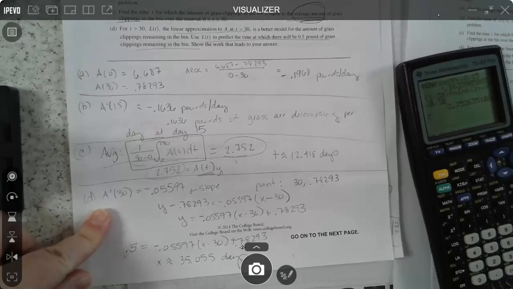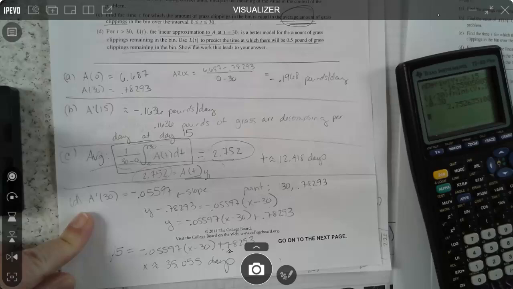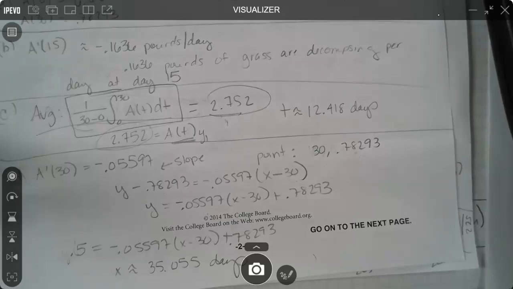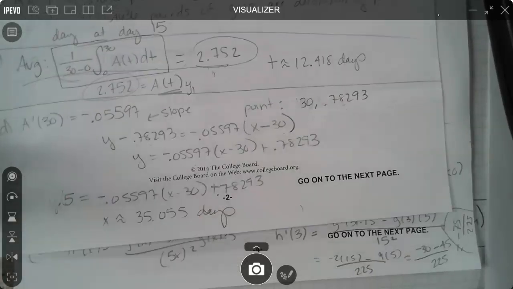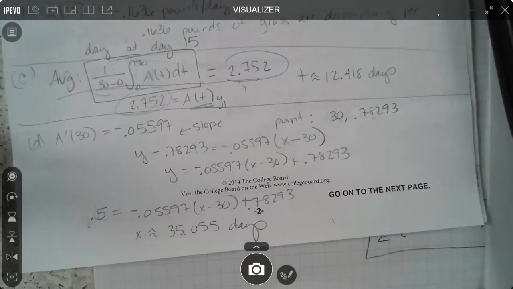This one was actually worth 4 points. This was the biggie here. And this was just no more than a tan line. So the derivative here at 30, that's your slope, right? Again, I used my calculator in deriv. There's no work to show for that. There's nothing else. Then what point am I using?